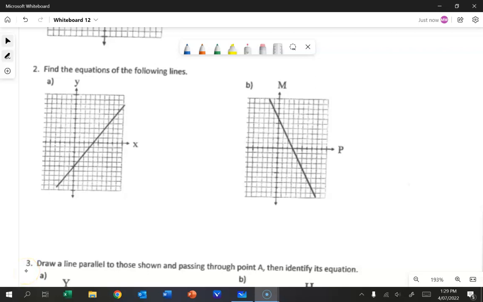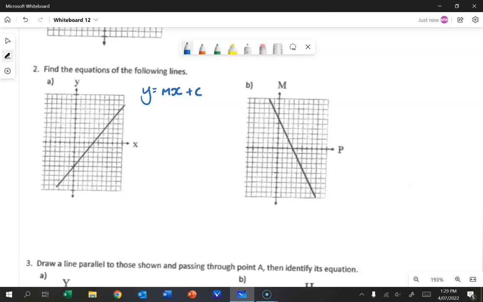Here's how you identify lines from graphs. So if you're given a graph's line and it's linear, like this one, it's a line, then we know that it follows the rule y equals mx plus c. And if you get stuck in this unit, remember, just write that down, it'll help you out.